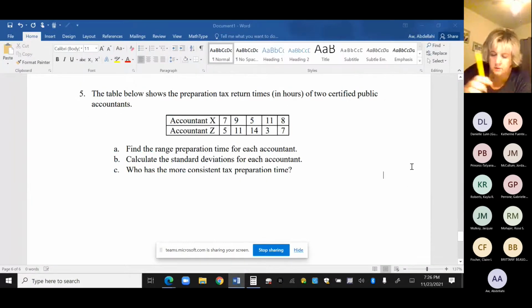Okay, the table below shows the preparation time in hours of tax returns for accountant X and accountant Z. Find the range of preparation time for each accountant. Calculate the standard deviation for each one of them. Who has a more consistent tax preparation time? I'm going to give you a good 10 minutes, everybody, to try to do that.